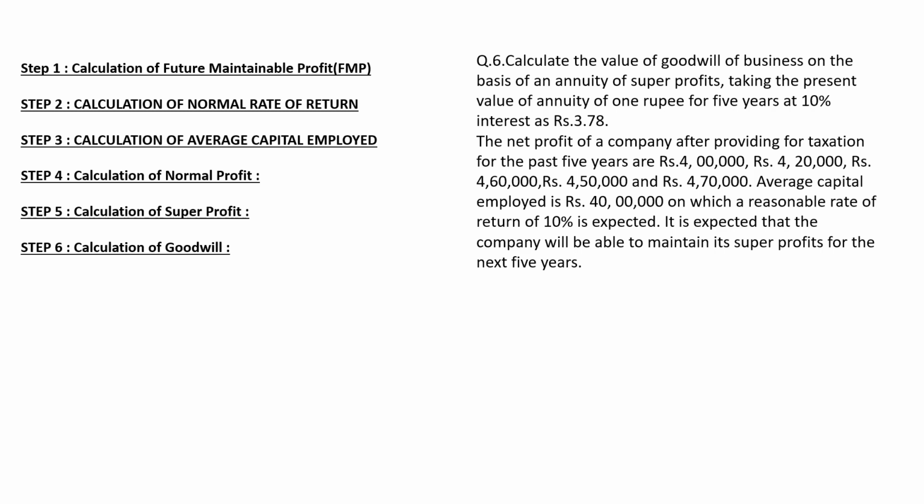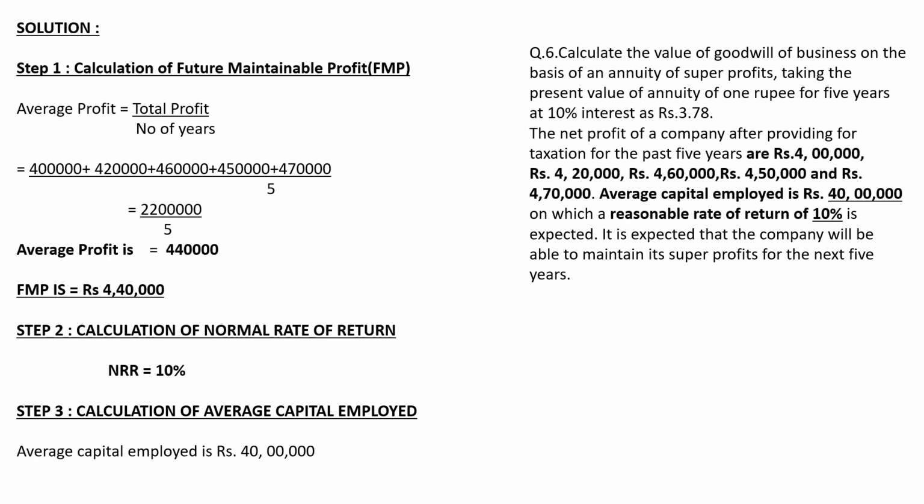So we'll start with the calculation of future maintainable profit. In the calculation of future maintainable profit, in the sum itself the profit of the last 5 years is given, so we have to calculate the average profit. What is the formula for the average profit? Total profit divided by number of years.